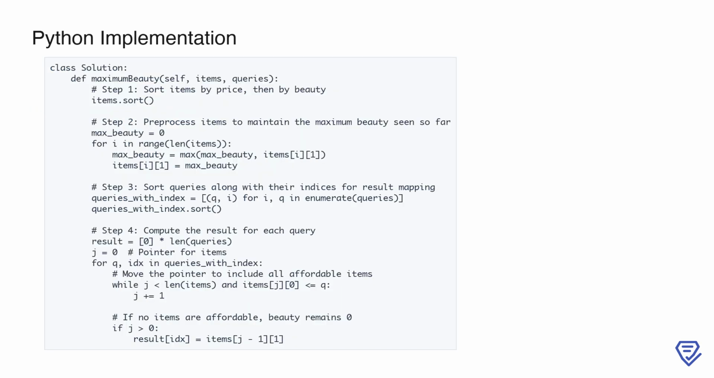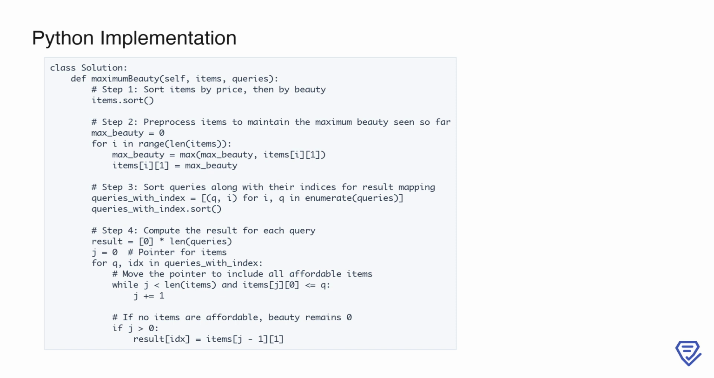Here, we begin by defining a method called maximum beauty within the solution class. This method takes two inputs, a list of items and a list of queries. First, we sort the items based on their price and, if prices are equal, by their beauty. This ensures that we can process items in an ordered manner.